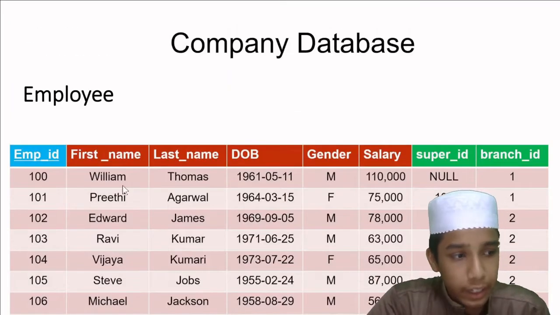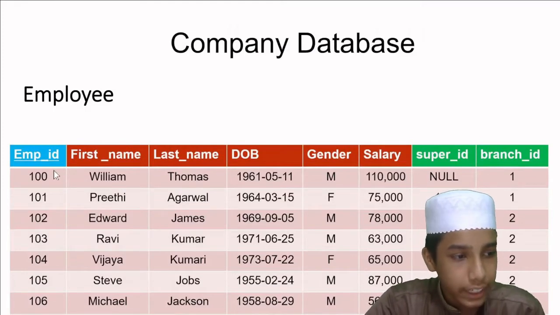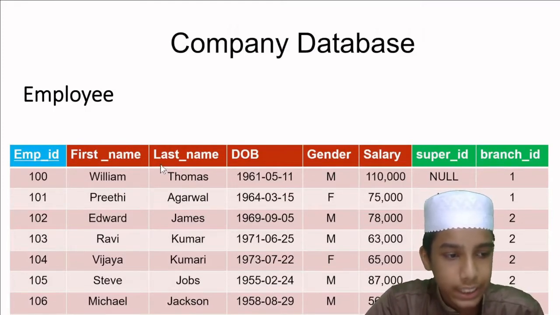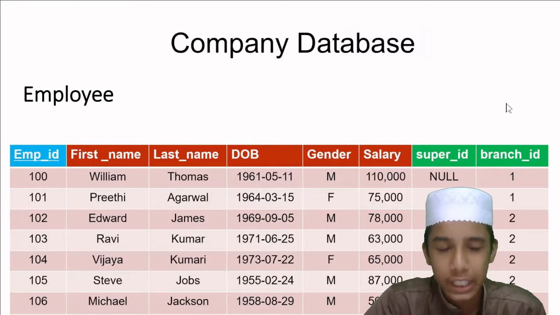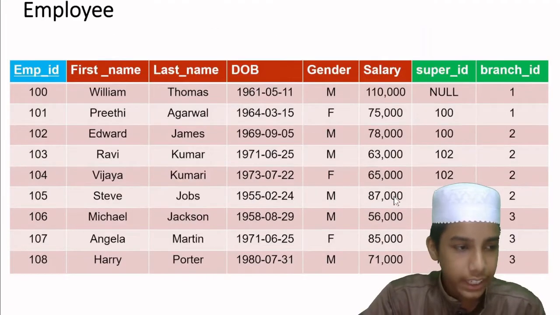Okay, as you can see here we have employee ID, first name, the last name of the person, the date of birth of the person, gender, the salary, the super ID and the branch ID of that person. Okay, I have created all of the things.